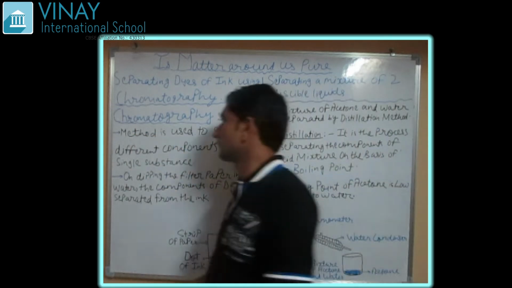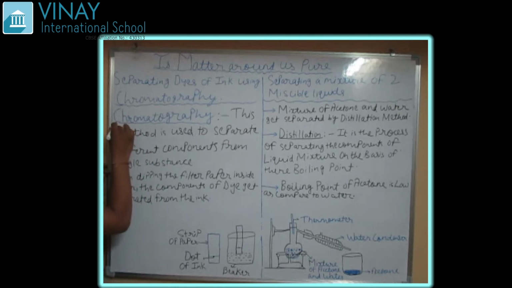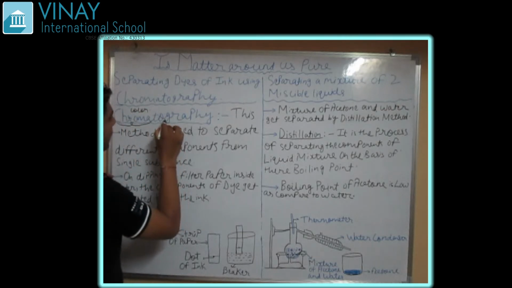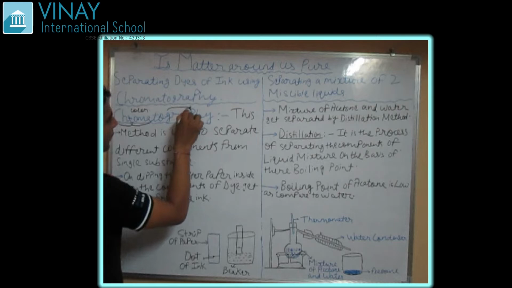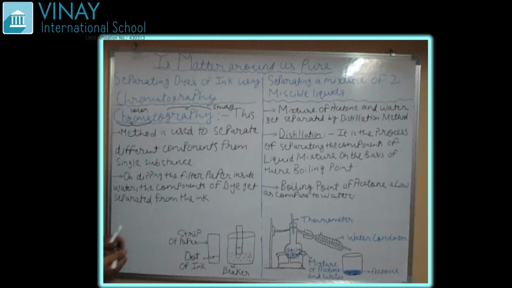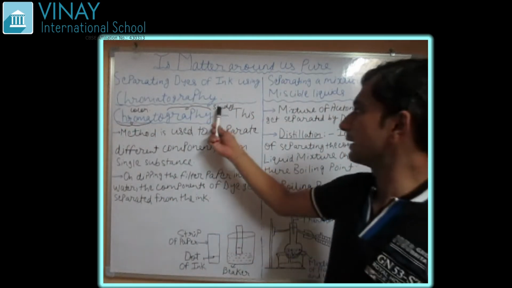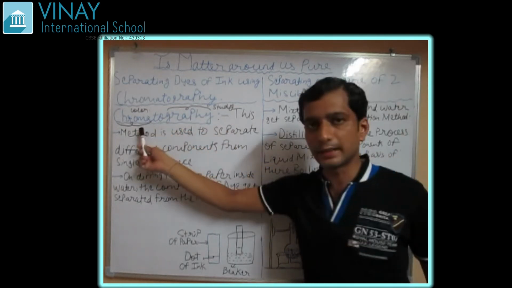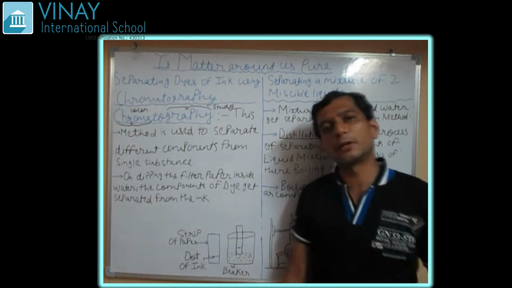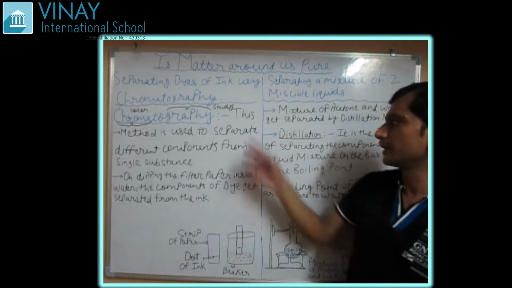Chroma. See here, this word, chroma up to here, it means color, and this word, graphy, it means study. So what is being formed here is that chromatography is nothing but the study of something related to color. Okay, we are studying about something which might be related to the color. This is the meaning of chromatography.